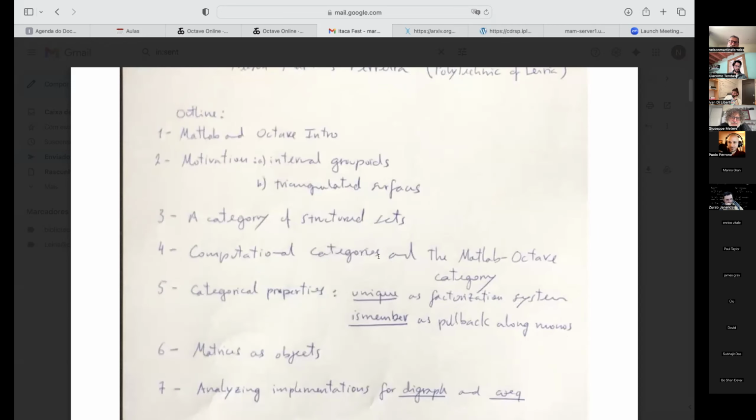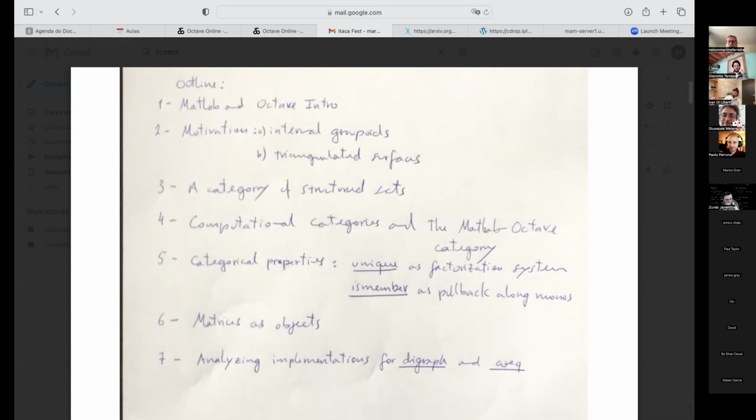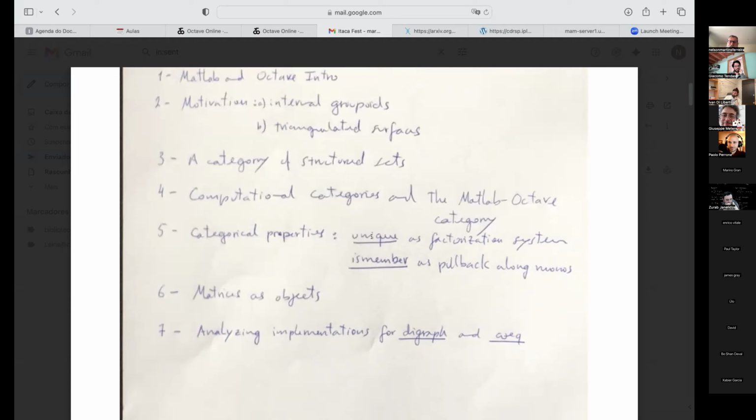So I will give a first idea of how we could define a category of structured sets, so that the way sets are really encoded into a computer. So it's a mix between the category of sets and its implementation in a computer system. Then I will explain in more detail what I mean by the MATLAB Octave category, and see some categorical properties, namely the functions unique and ismember.